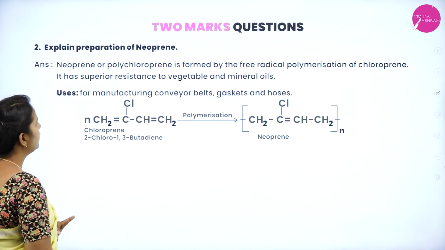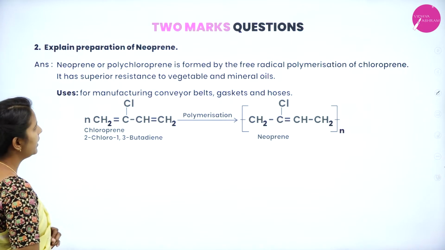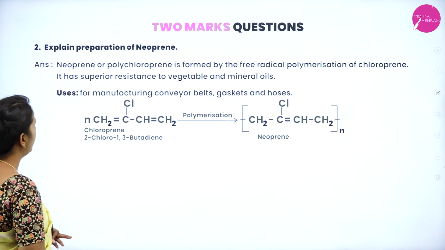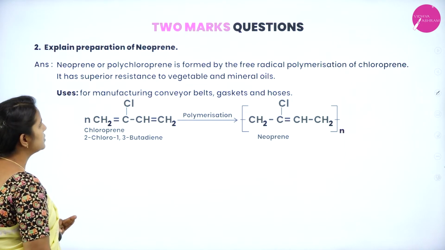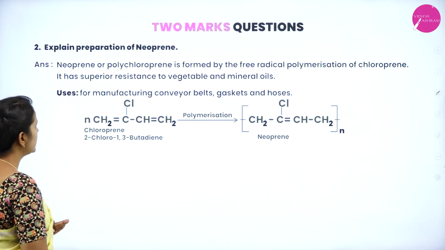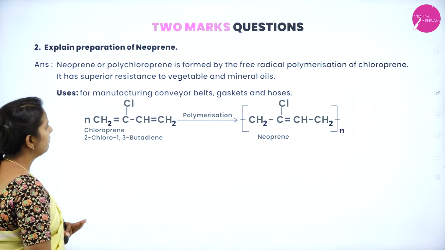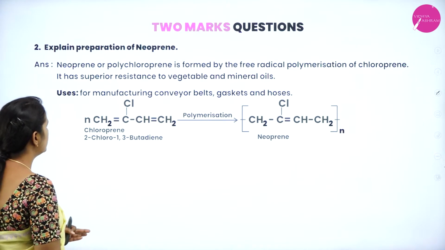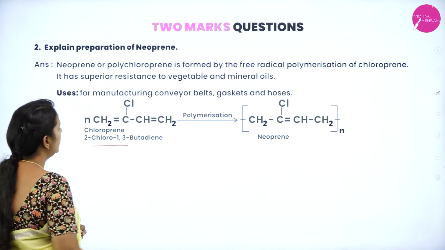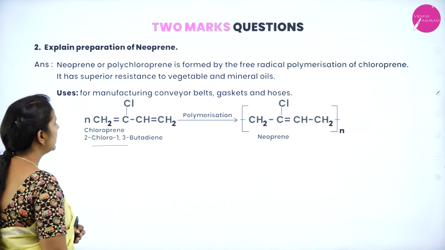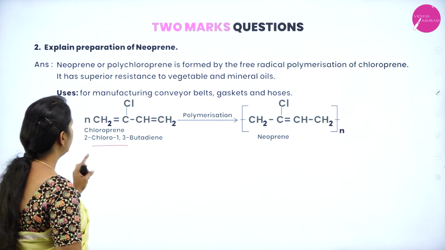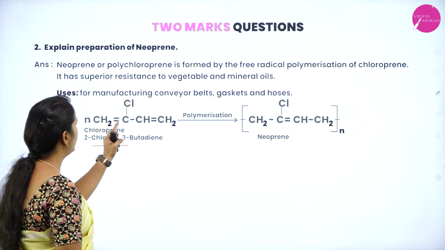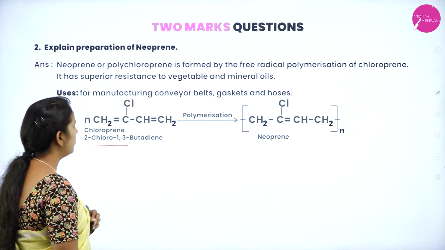Neoprene, or polychloroprene, is formed by the free radical polymerization of chloroprene, and it has superior resistance to vegetable and mineral oil. Uses: it is used for manufacturing conveyor belts, gaskets and hoses. So this is chloroprene, or you can say 2-chloro-1,3-butadiene, and it has CH2 double bond CCl, CH double bond CH2.